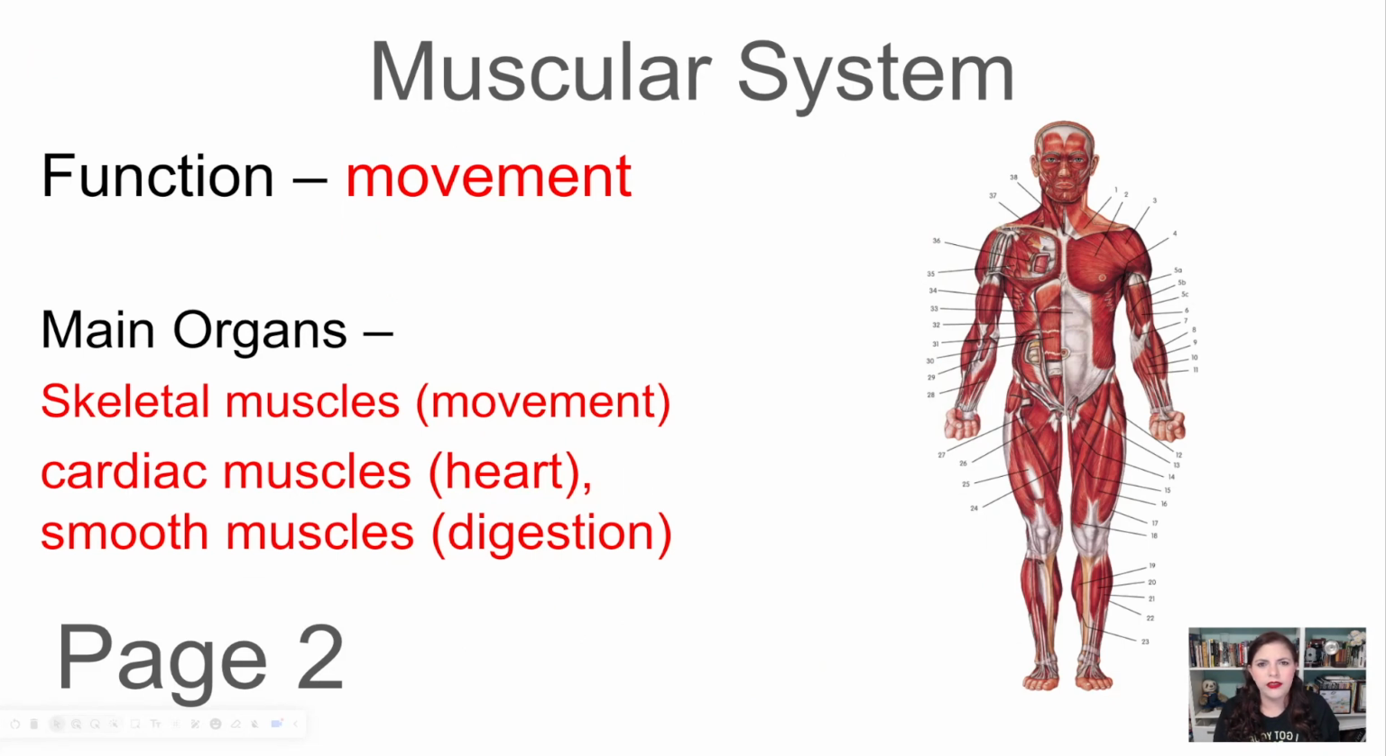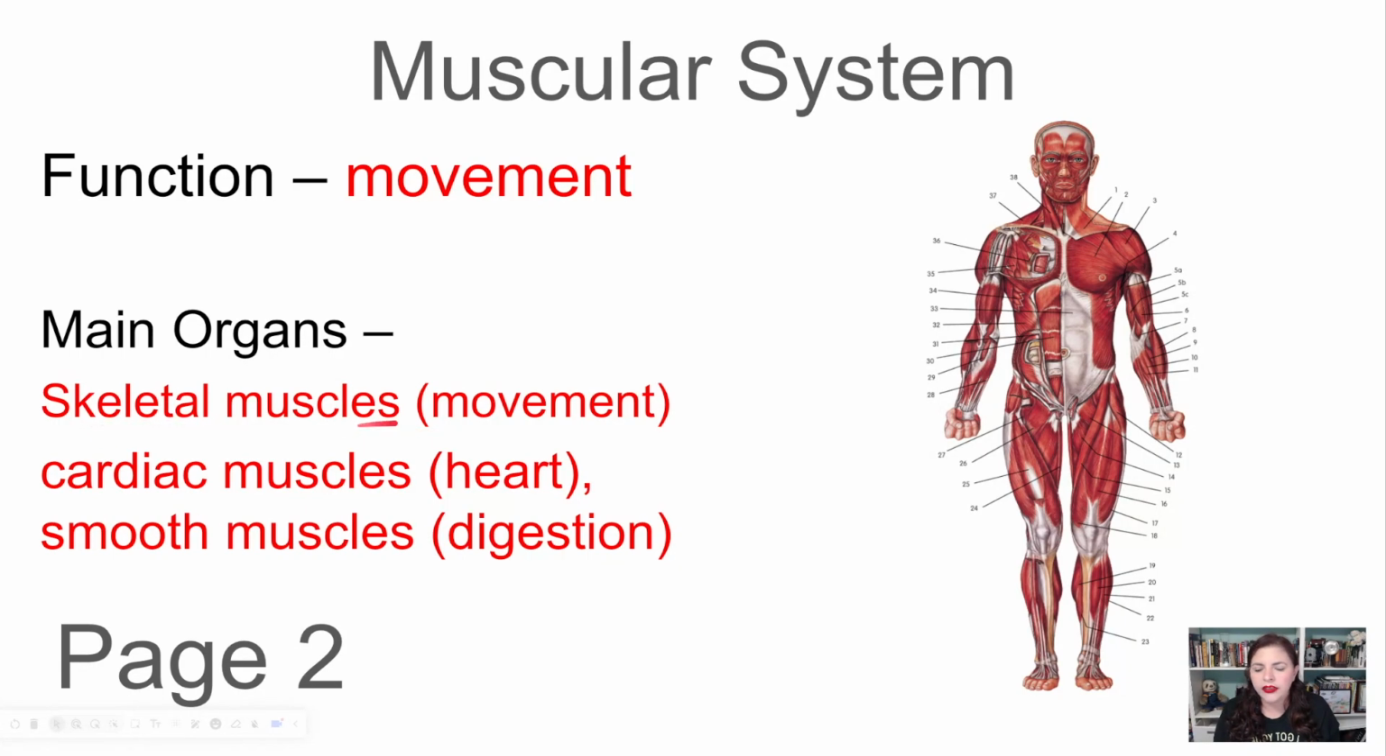On to the muscular system. This is basically for movement, right? This is how your body moves. All of the movement that your body does, it's the muscular system that's responsible for it. We have 3 different types of muscles that are responsible for movement.